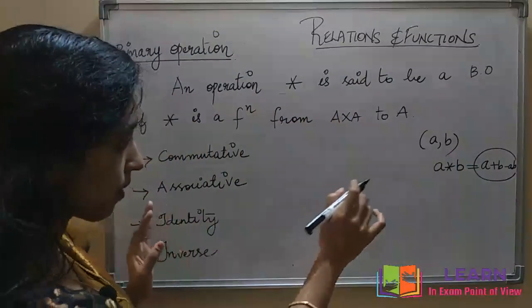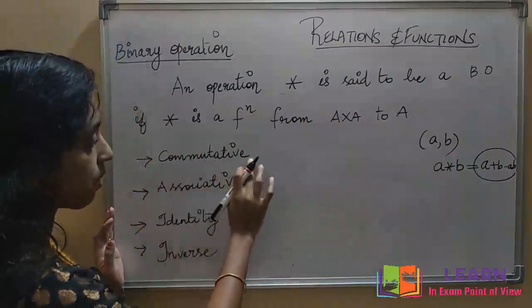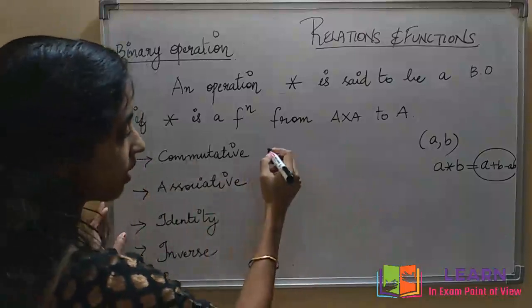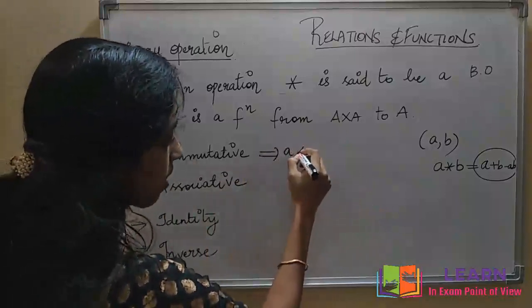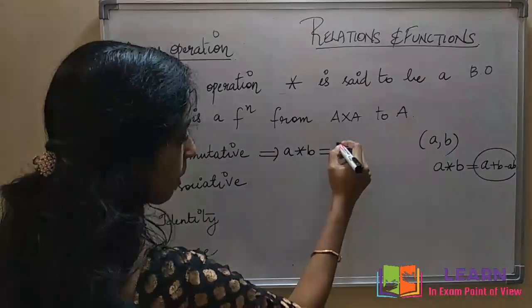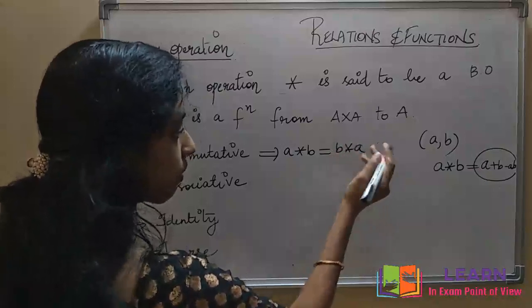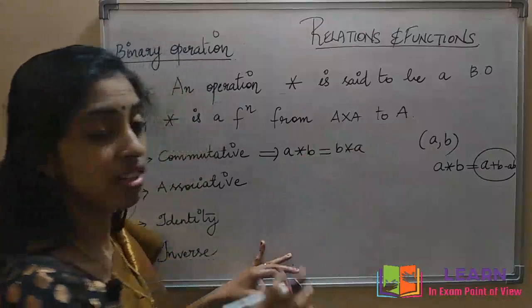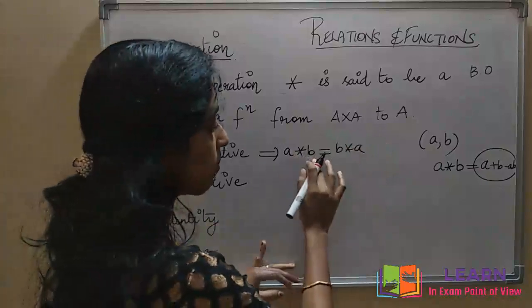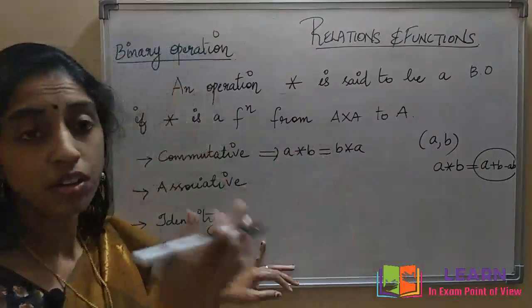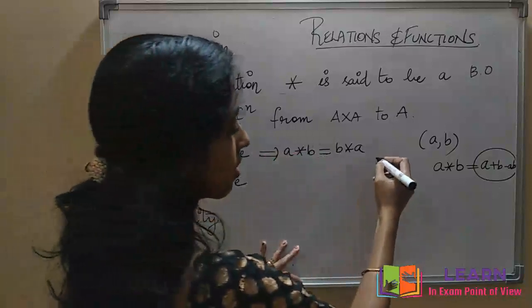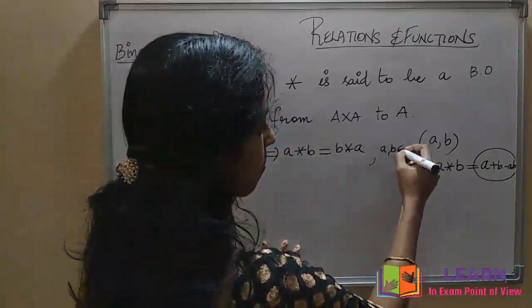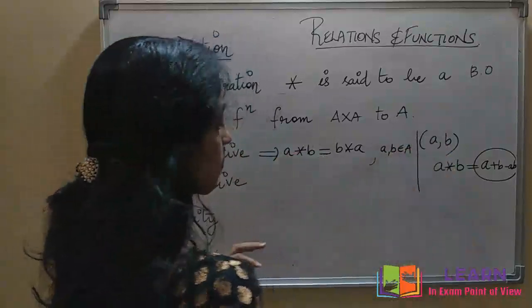Okay, here what is meant by commutative? If we take a star b, it should be equal to b star a. If you reverse it also, it should be the same. Then it is known as commutative. Here a, b all should belong to set A.